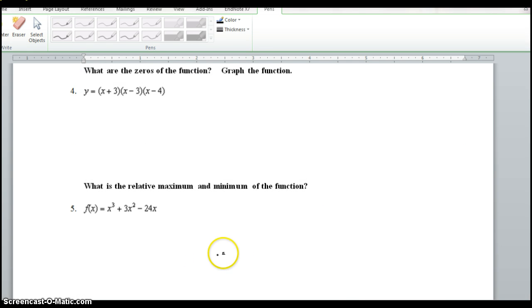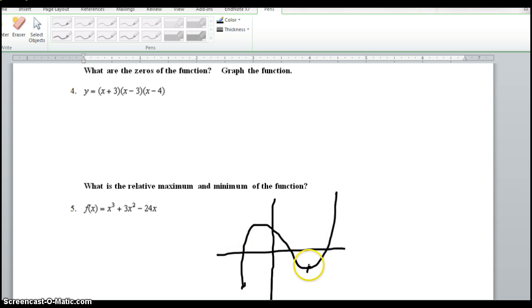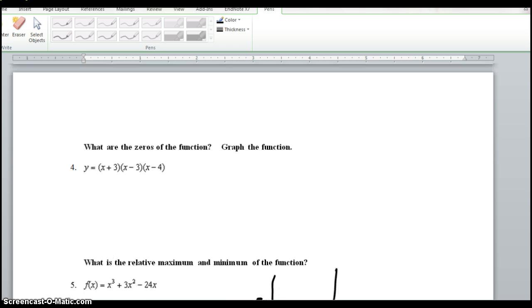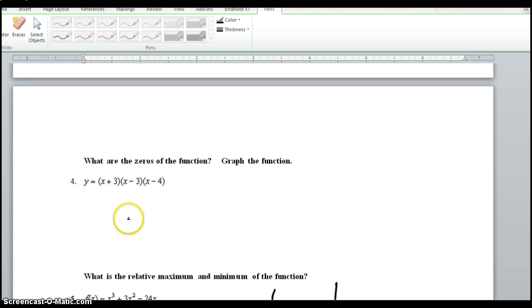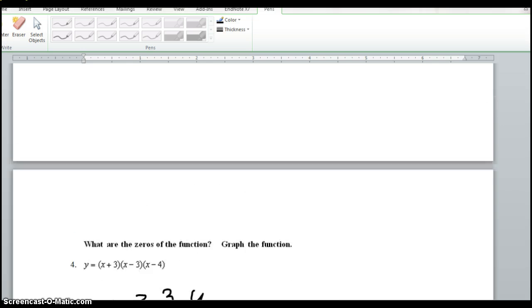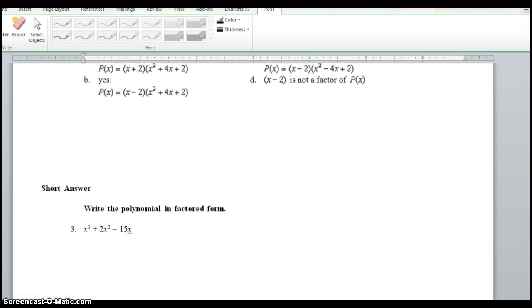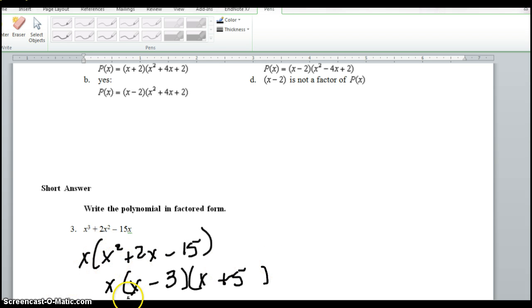Relative maximum and minimum, you're going to have to graph this one and find out your minimums and your maximums by doing second calc rel max. Find the zeros of the function. Well, that's going to be easy. Negative 3, 3, and 4. And numbers 1, 2, and 3 I think were relatively straightforward in factored form. Factor out an x, and then factor this little bunny right here.